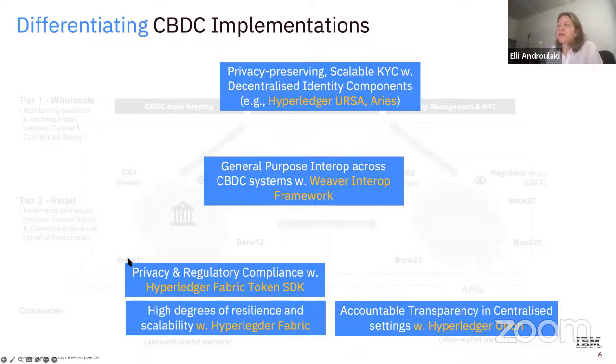And then we have Hyperledger Fabric Token SDK, which is combined with the Hyperledger Labs Fabric Smart Client, two things connected to higher degrees of flexibility and privacy in asset exchange on top of Fabric. And of course, on the platform side, we have Hyperledger Fabric and Hyperledger Orion. Hyperledger Fabric offers decentralized consensus-based transaction processing. Hyperledger Orion offers transparent, centralized transaction processing.